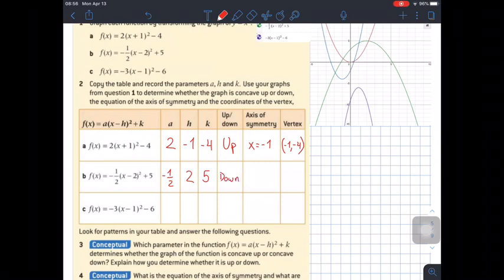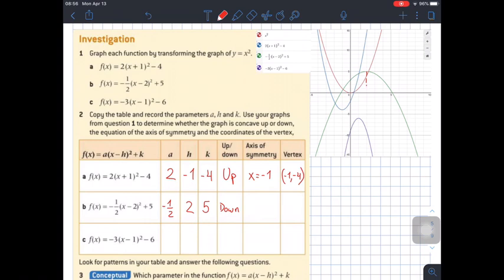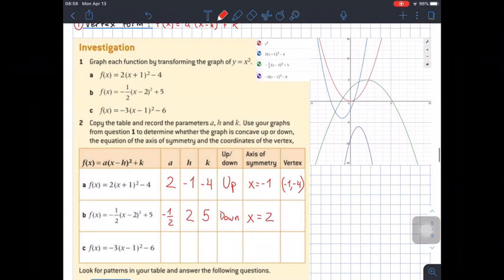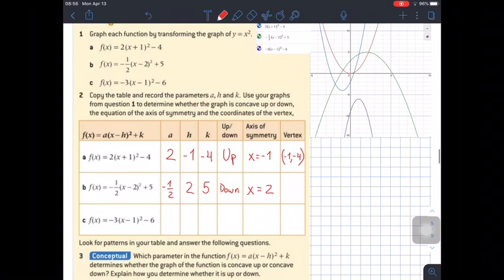The axis of symmetry would be at this point, which is x equals 2, right? Yes, x equals 2. So this is x equals 2. And finally, the vertex is at point 2, 5. So the vertex is 2, 5.